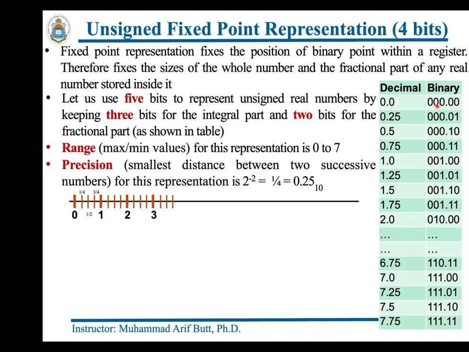So the range for this representation is from 000 to 111, that is from 0 to 7. And the precision, which means the smallest distance between two successive numbers for this representation, is 0.25. As you can see over here, between the two integral numbers 0 and 1, we have 1 over 4, 2 over 4, 3 over 4, these three fractional numbers in between these two integral numbers.